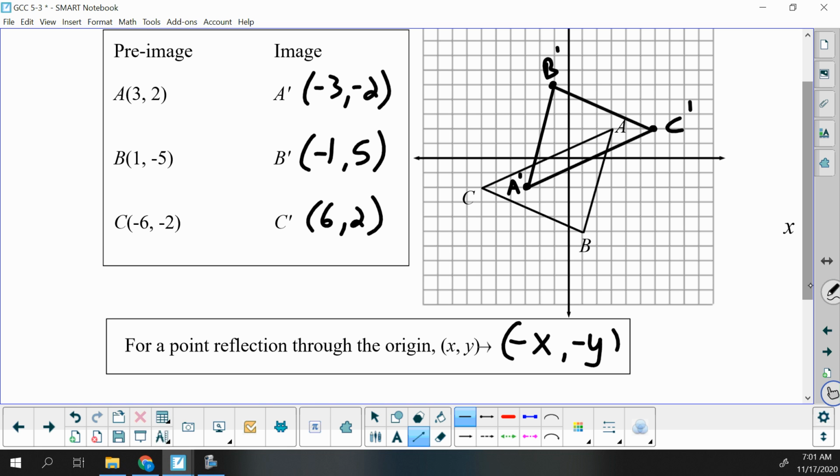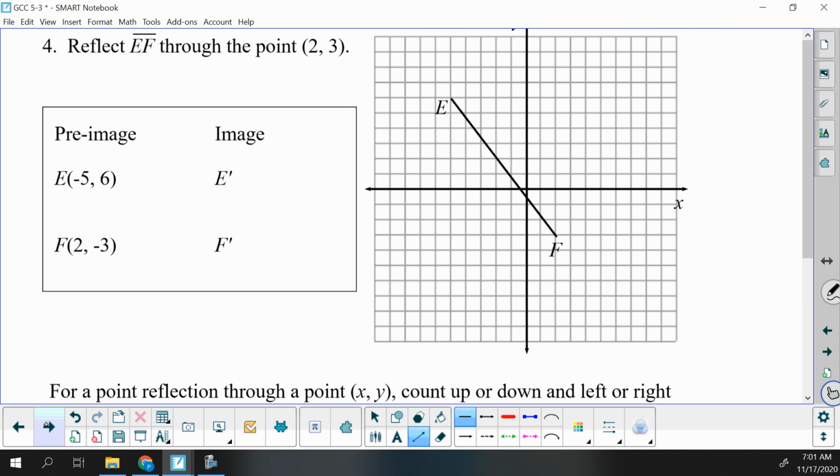So the origin is the most common point of reflection, but if we go down to the bottom of page 18, we can actually reflect through any point. So we're going to reflect EF through the point 2, 3. So let's go ahead and plot where 2, 3 would be. And just like before, how we counted how we need to move to get to the point and then repeat it, we'll do the same thing here.